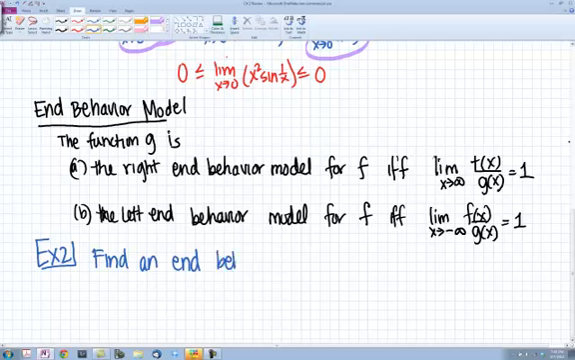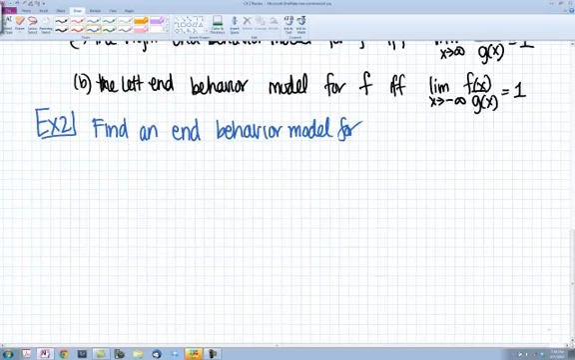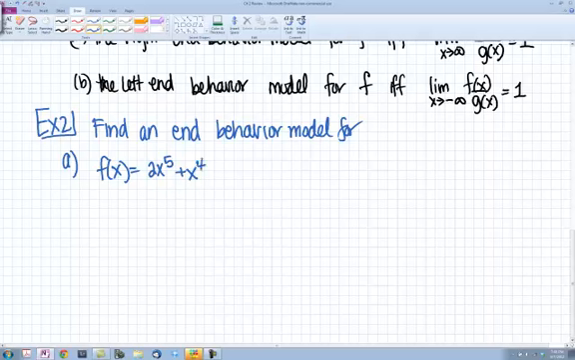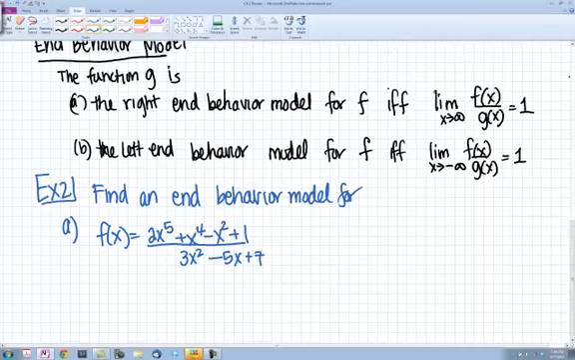Find an end behavior model for f of x equals 2x to the 5th plus x to the 4th minus x squared plus 1 all over 3x squared minus 5x plus 7. Okay? So basically, I want to find some other function g.